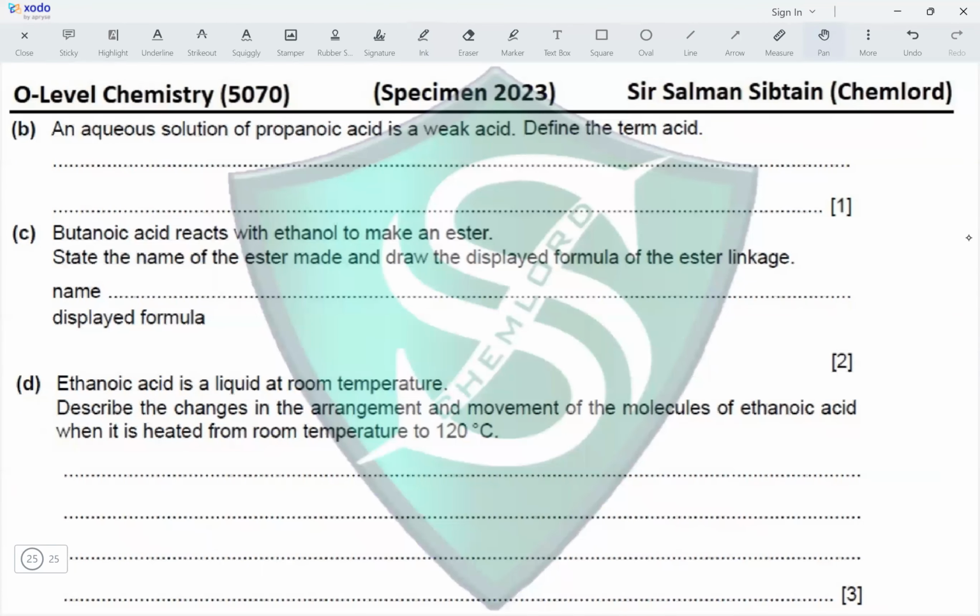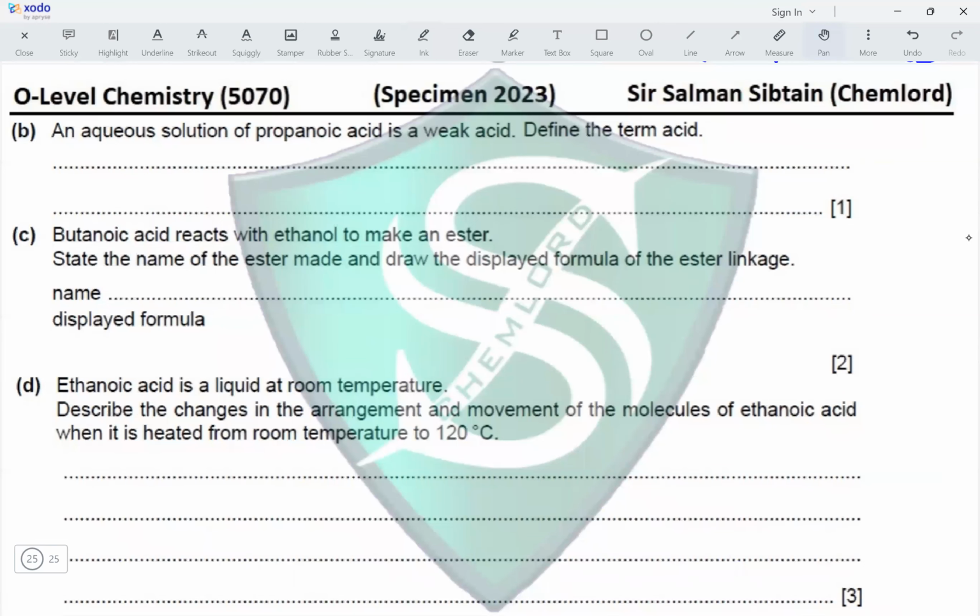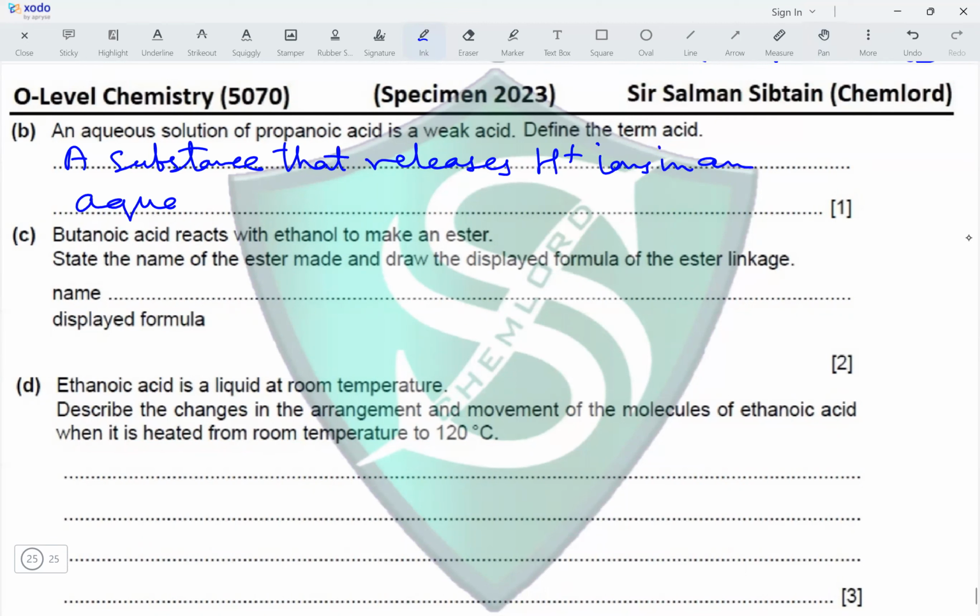Part B. An aqueous solution of propanoic acid is a weak acid. Define the term acid. Now, be very careful here. They are not asking for a strong or a weak acid, just what an acid is. What is an acid? An acid is a substance that releases H positive ions in an aqueous solution.